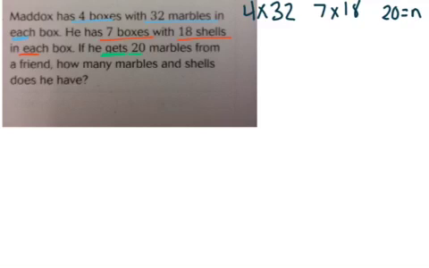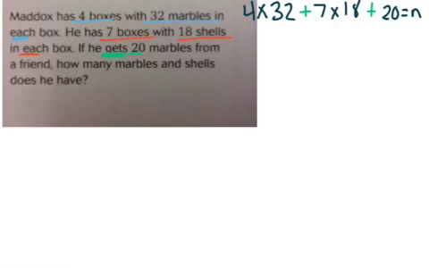And then that's going to equal my number. I have to figure out what's going to go in between all these problems that I just wrote out. So, I have 4 boxes of 32 marbles, and he has 7 boxes of 18 marbles. I know I'm going to have to add these together. And then I also know that he's getting 20 marbles, which means he's going to be adding those 20 more to his collection. So that's another addition right there.